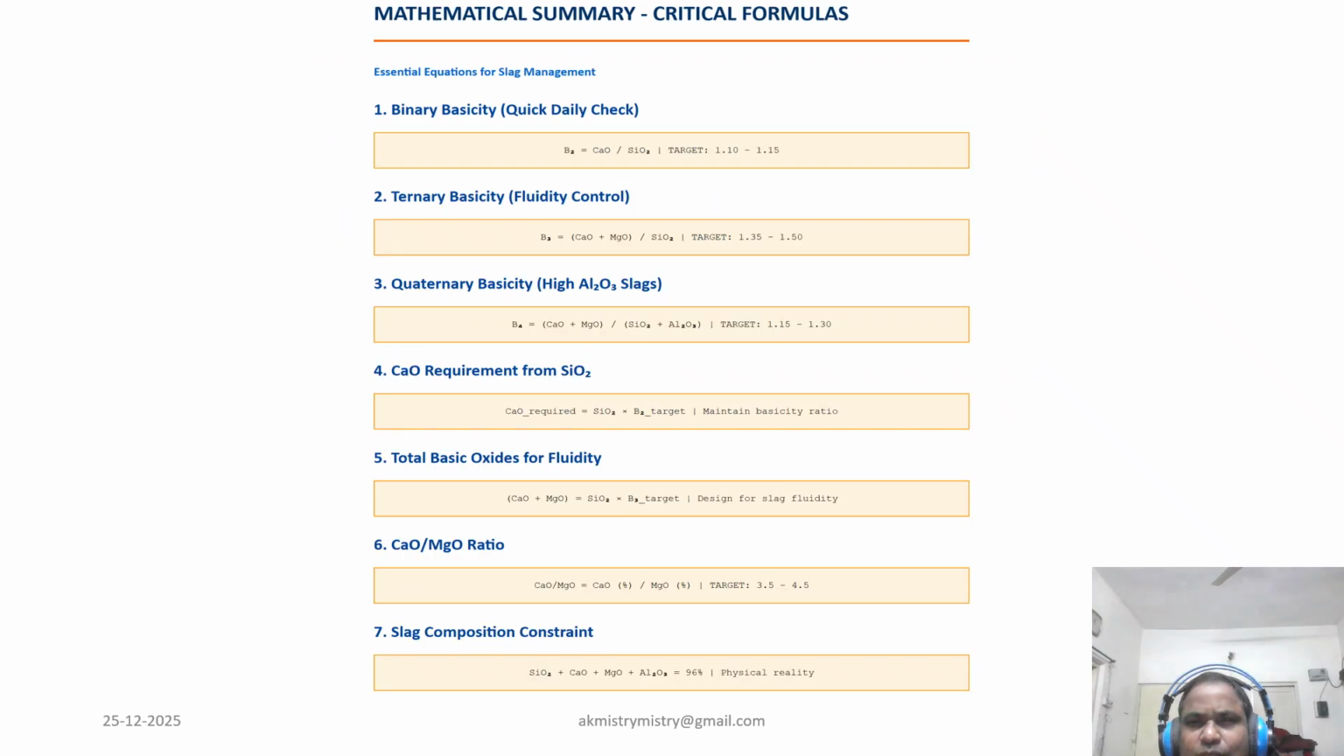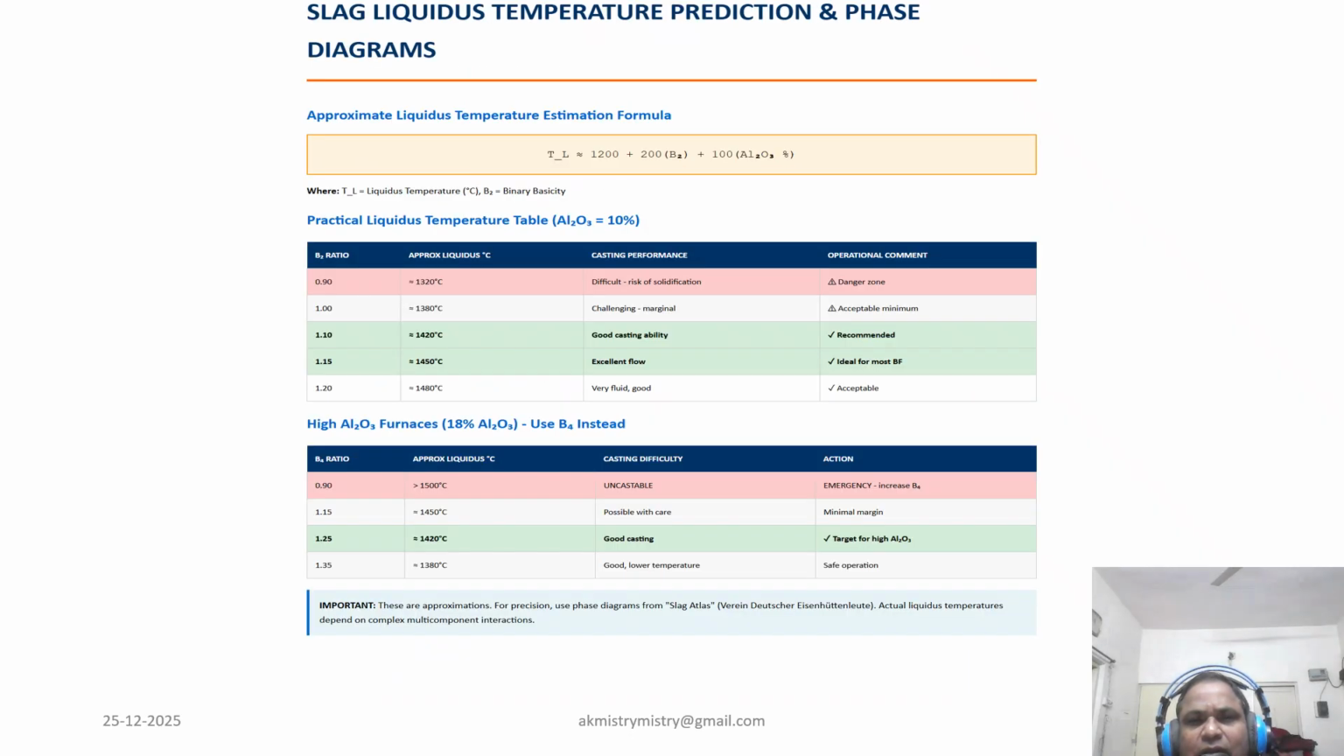Now coming to the formula summary, we have to memorize these 7 formulas: B2, B3, B4, CaO requirement, total basic oxide, CaO by MgO ratio, and the 96% composition rule. These are basically our daily tools, and in day-to-day operation of the furnace, all these formulas are to be kept in mind.